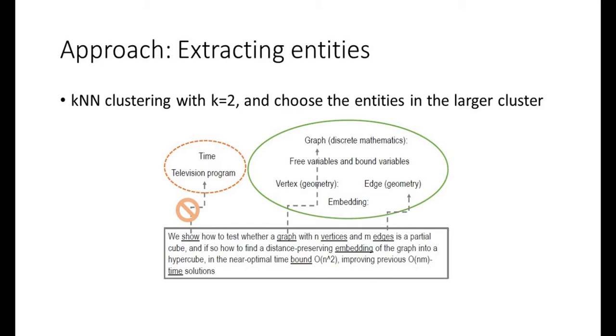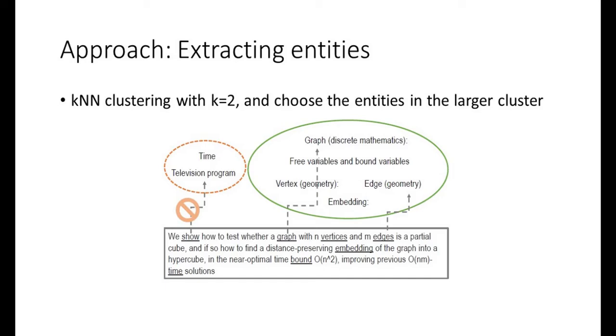To give a little more detail about the entity extraction step, the first step is extracting Wikipedia entities mentioned in an abstract. The figure here shows automatically extracted entities for a given abstract using TagMe. For example, the entity graph is extracted from the text graph in the abstract, and the entity edge is extracted from the text edges. We can also notice that there could be some noisy entities extracted by TagMe. For example, the television program and the time entities extracted from the abstract shown in this slide are noisy entities, as they are not relevant for our classification task.